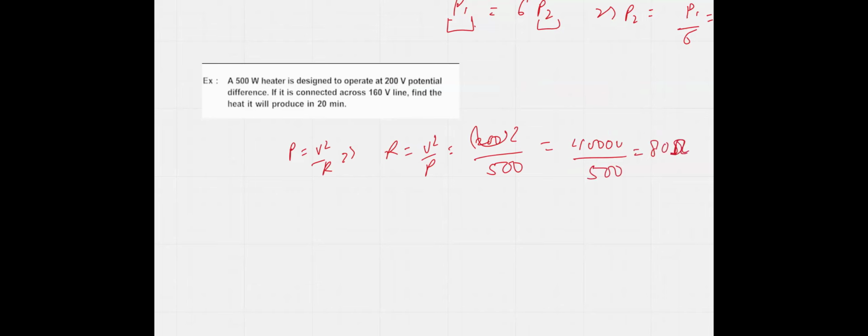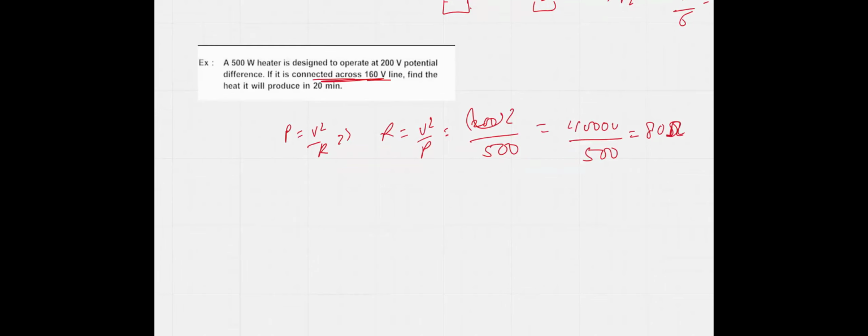Okay? I have connected it across 160 volts. It means this is the external voltage. There is a battery or something of 160 volts. You have connected this heater. Let's say this is a heater, and it has some resistance. It is connected. Find the heat produced in 20 minutes.